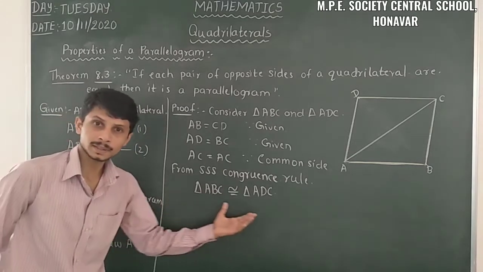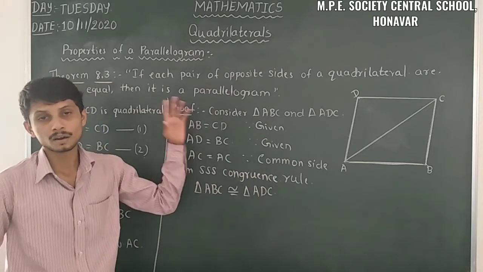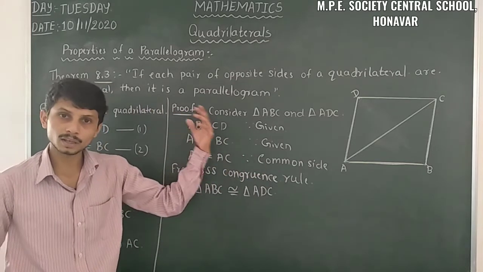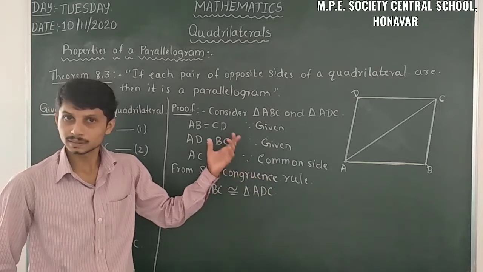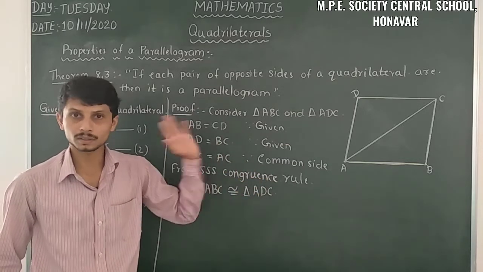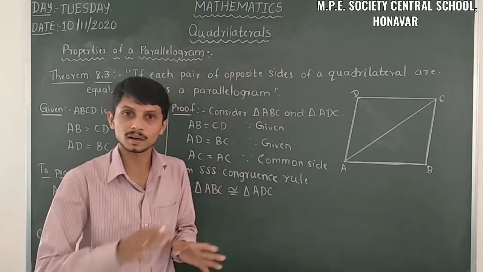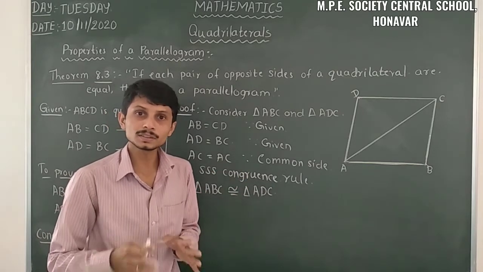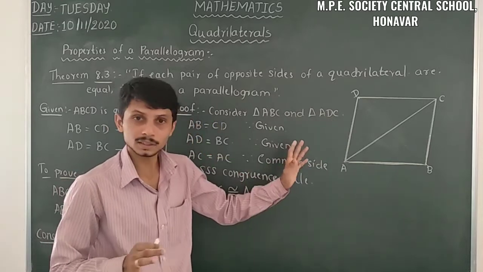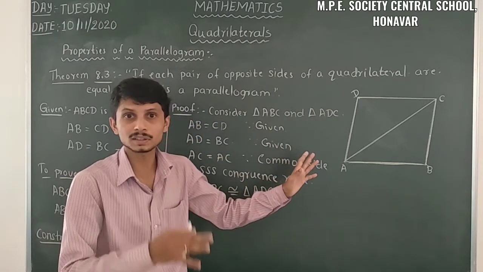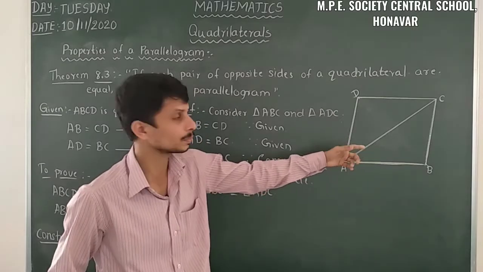After taking these things, we have to consider the alternate interior angles, or the corresponding parts of congruent triangles. So here, what are the things there? Apart from that, we want some of the things. So what are the things possible here? Here we have to consider some of the alternate interior angles. What are the alternate interior angles possible here?